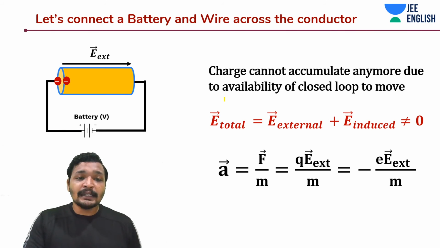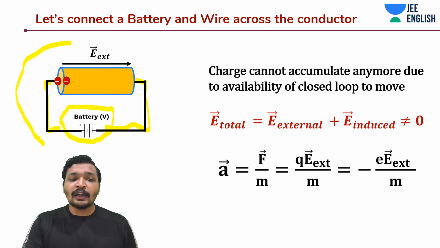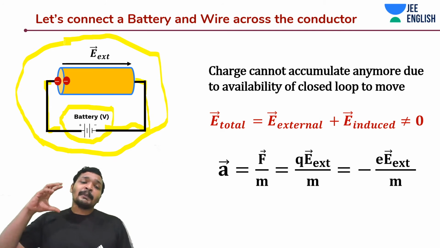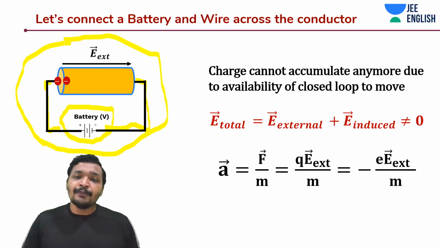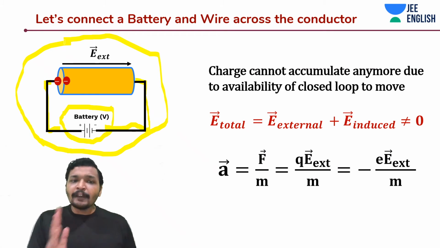Let's say I connect a battery to the same conductor, and I connect a wire to this battery and conductor. So what I'm doing over here is connecting a wire and making it a closed loop system. It's a closed system. It's not an isolated conductor anymore. And I'm applying a potential using a battery. I'm creating a potential gradient, so there would be a field.